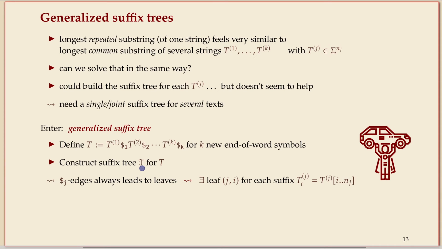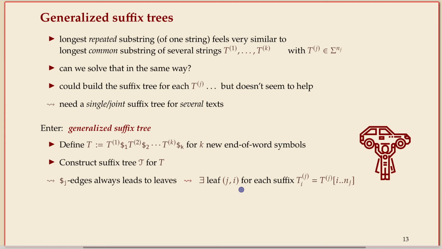There's a slight simplification you can make. If you have an edge in this generalized suffix tree that has some $j, you know that it will always lead to a leaf because these dollars are unique. They occur at only one place. So there's no way they can be shared with different positions. So they will always lead to leaves.